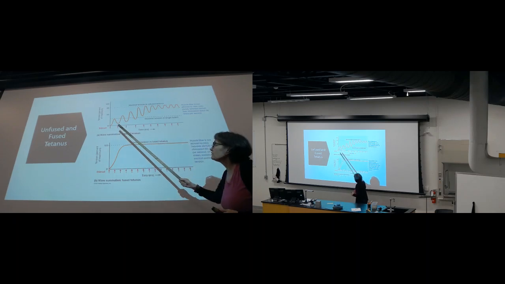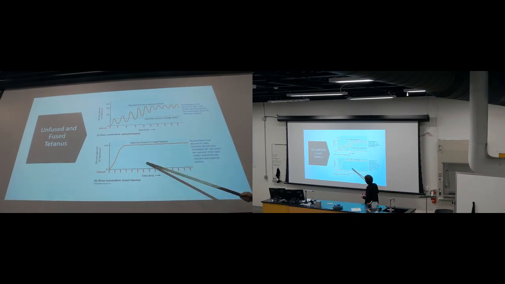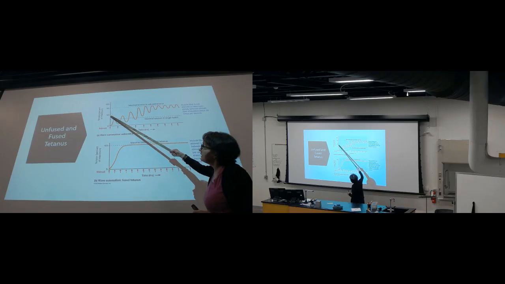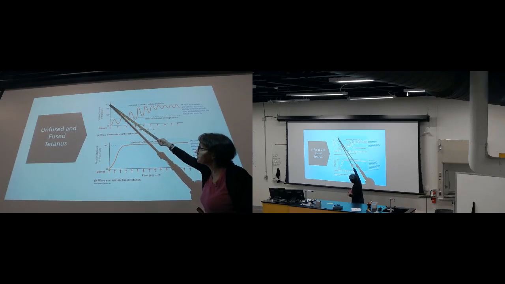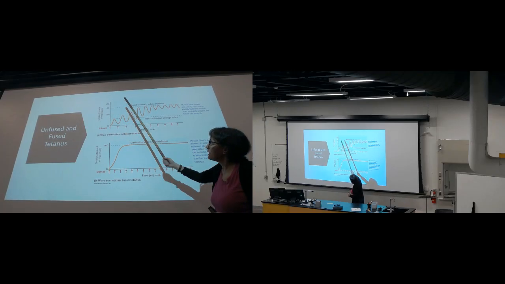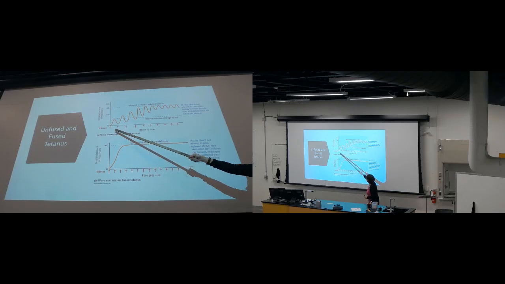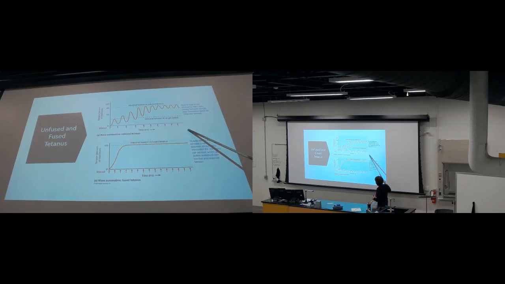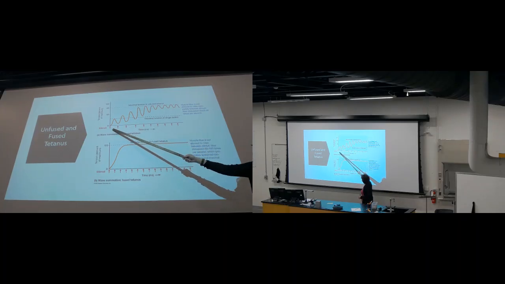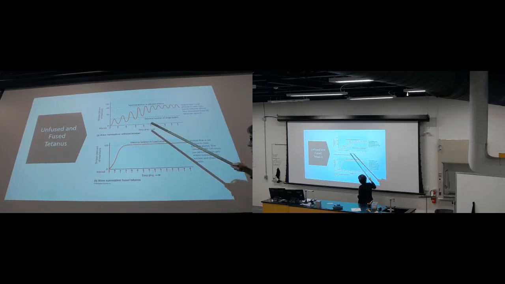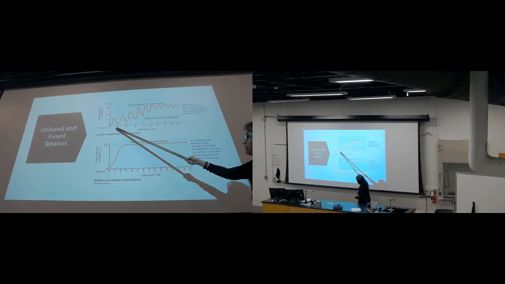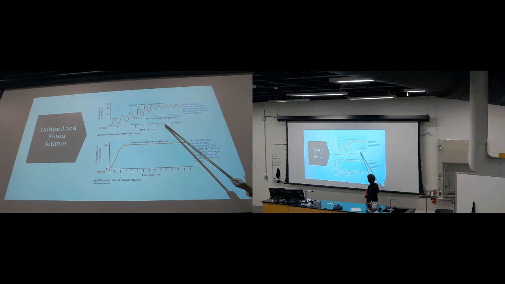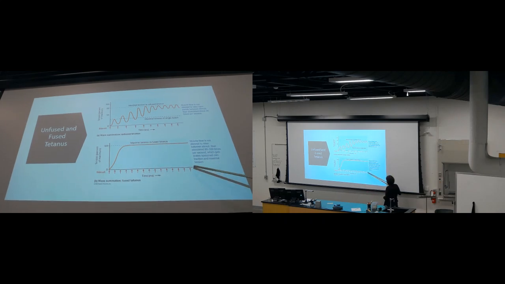So this is a trace of unfused tetanus versus fused tetanus. This y-axis shows you your tension from 0 to 100%, and here you have the time in milliseconds. So the space in time between stimuli in the unfused is greater. So you have more distant stimuli than here. Here is more frequent. So this is 50 times per second versus 80 to 100 times.